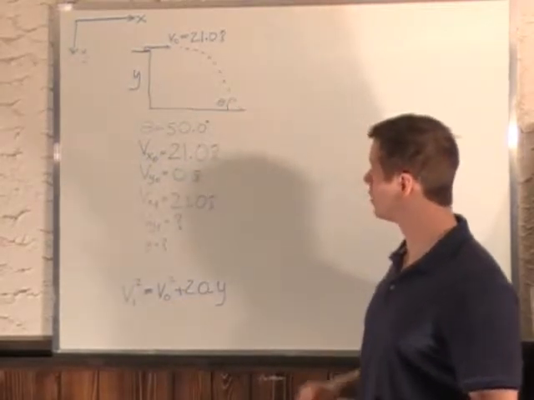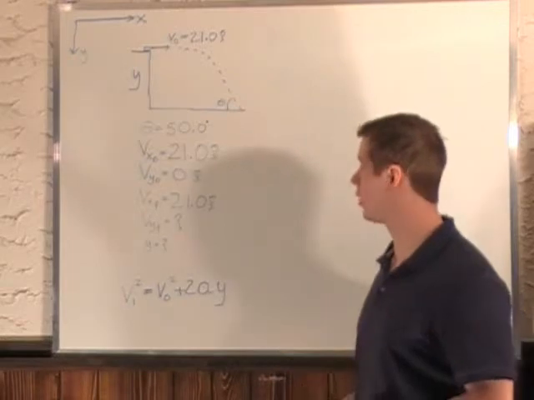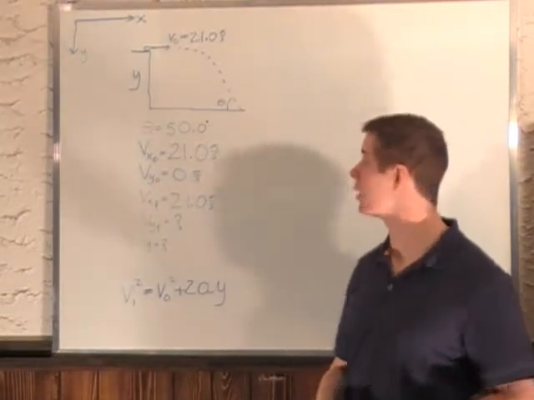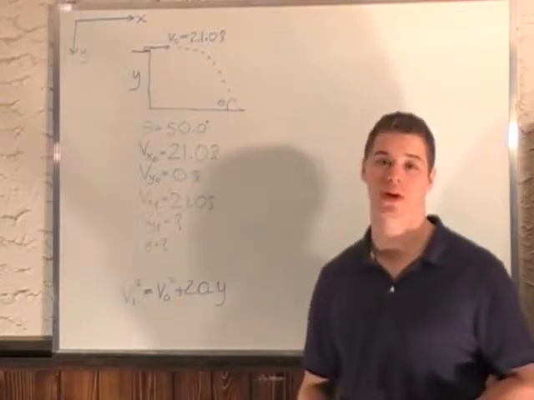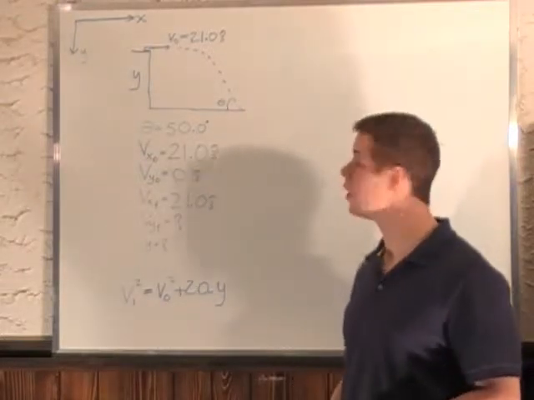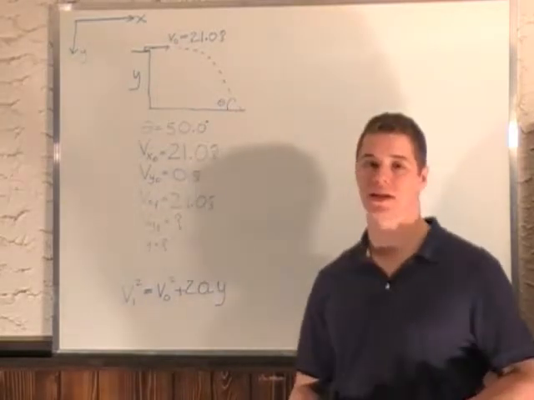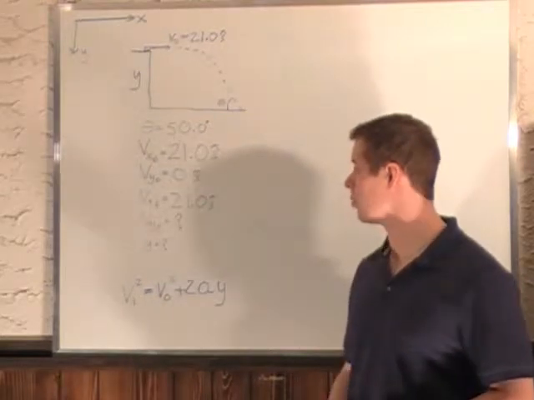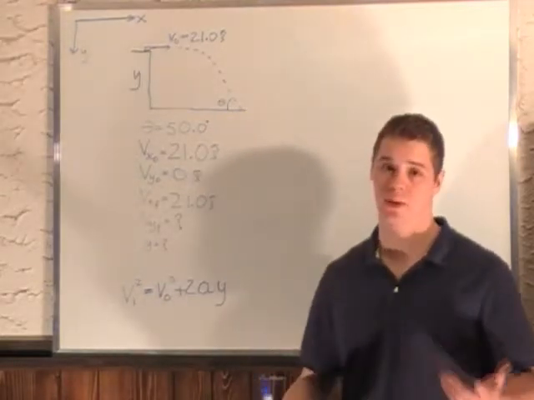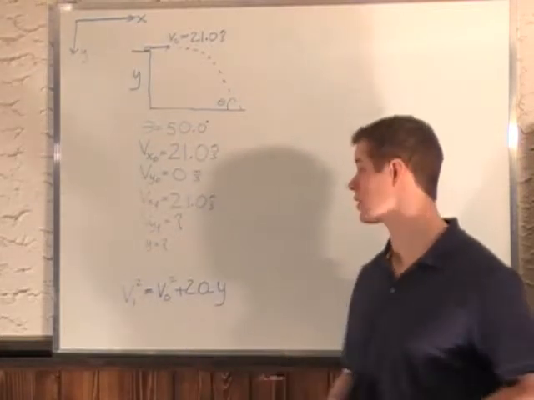We get our knowns here. We have theta is 50.0 degrees. Our initial x velocity is 21.0 meters per second, the same as our initial velocity because it's kicked horizontally. So it's directly in the x direction. All our velocity is x directed, meaning that our initial y velocity is 0 meters per second. Our final velocity is also 21.0 meters per second because there's no acceleration in the x direction. So our initial x velocity equals our final x velocity.